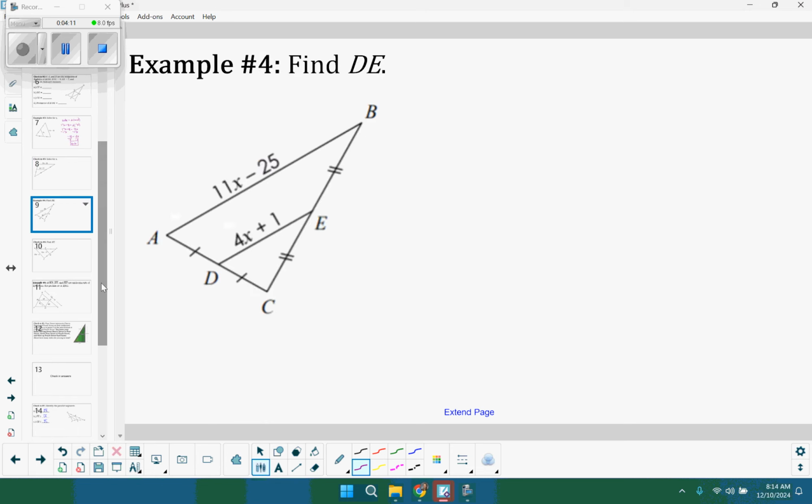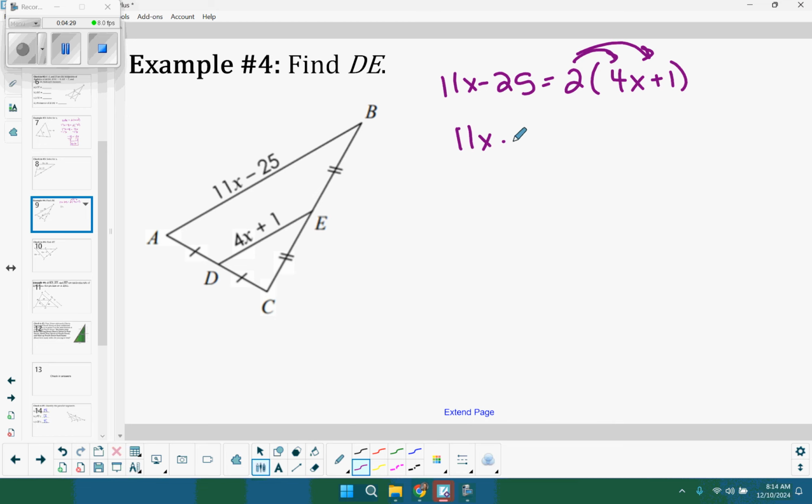All right, example 4, same idea, except afterwards we're also going to find DE. So I'm going to take side equals 2 times the midsegment. That's 11x minus 25 equals 2 times 4x plus 1. I do have to distribute here. So that's going to be 8x plus 2. I'll get rid of my 8x. I'll add 25. And I'll divide by 3. So we get x is 9.